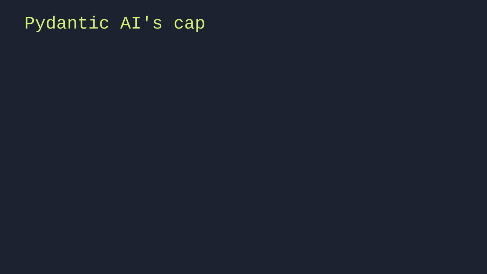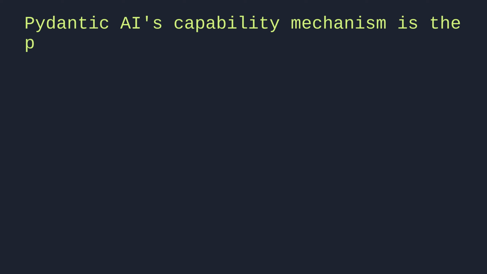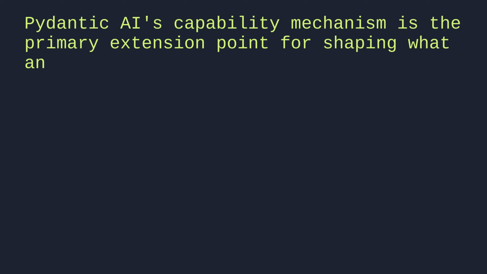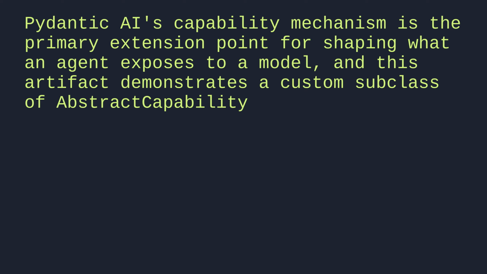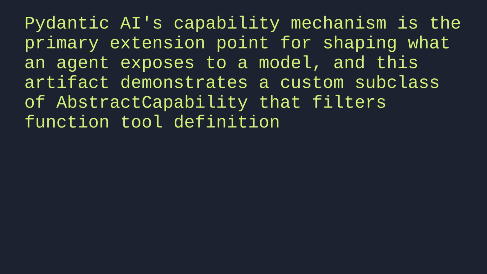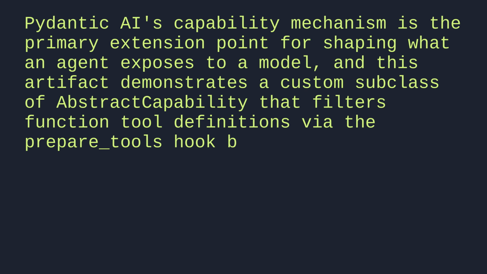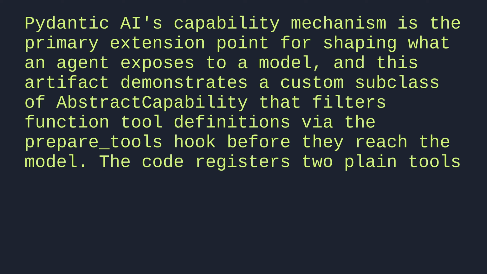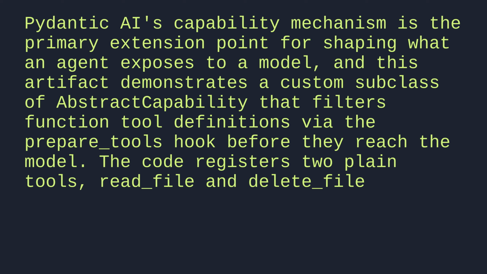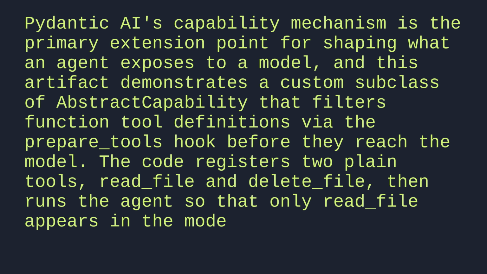Pydantic AI's capability mechanism is the primary extension point for shaping what an agent exposes to a model. And this artifact demonstrates a custom subclass of AbstractCapability that filters function tool definitions via the prepare_tools hook before they reach the model. The code registers two plain tools, read_file and delete_file, then runs the agent so that only read_file appears in the model's toolset.